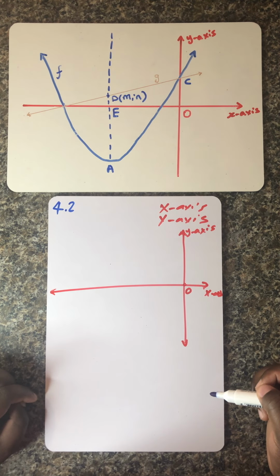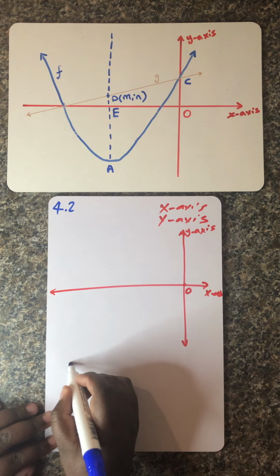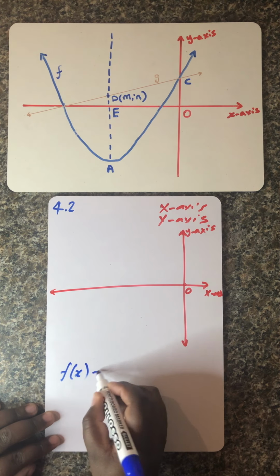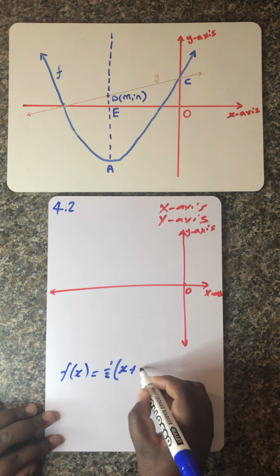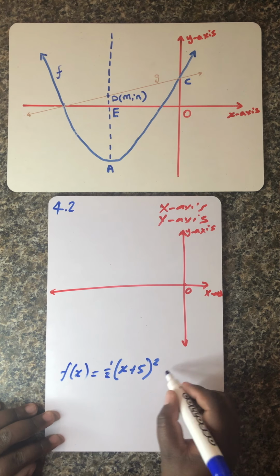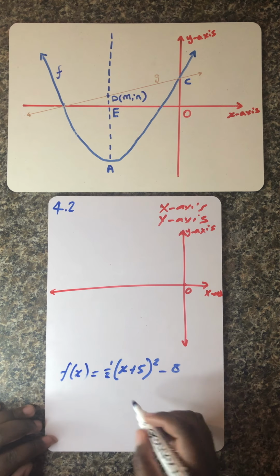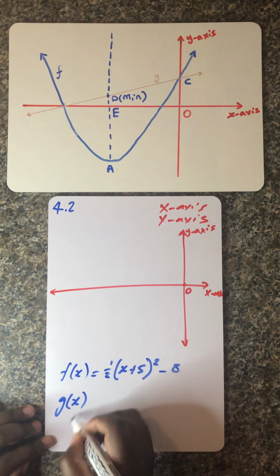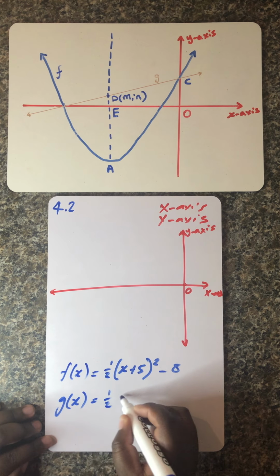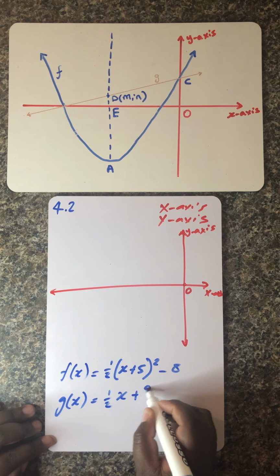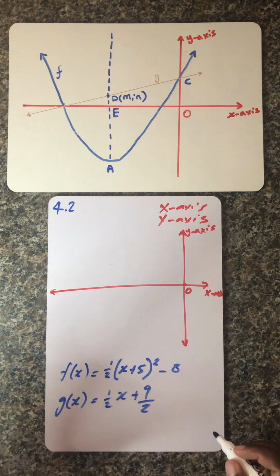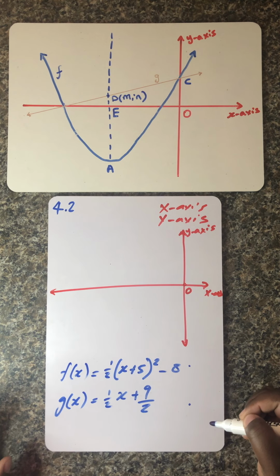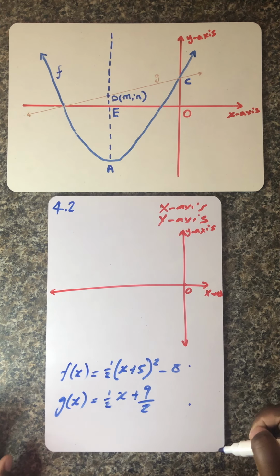What I want you to notice is that you're given two graphs. The graph of f(x), which equals 1/2 (x + 5)² − 8, and the graph of g, which is g(x) = 1/2 x + 9/2. So these two graphs are drawn on that set of axes. Very, very important, guys.